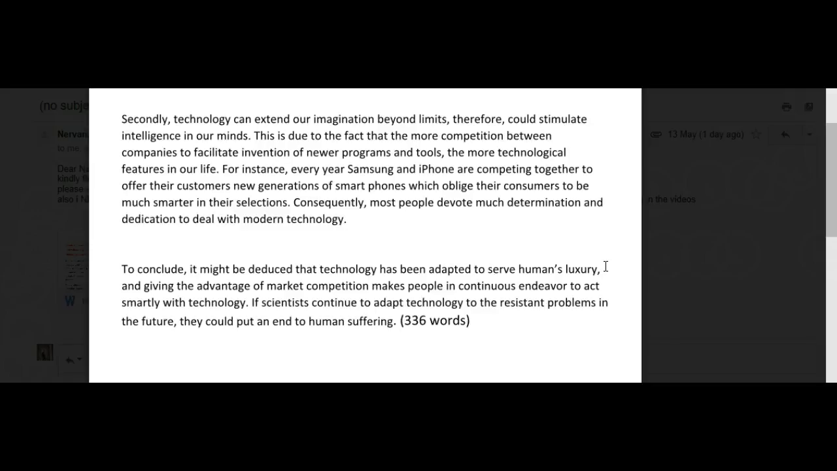Okay, so it has been adapted to serve, and has been adapted to giving the advantage of market competition. This doesn't make sense to me. Hold on, let's read it again. To conclude, it might be deduced that technology has been adapted to serve humans' need for luxury, and giving the advantage of market competition makes people in continuous endeavor to act smartly with technology.